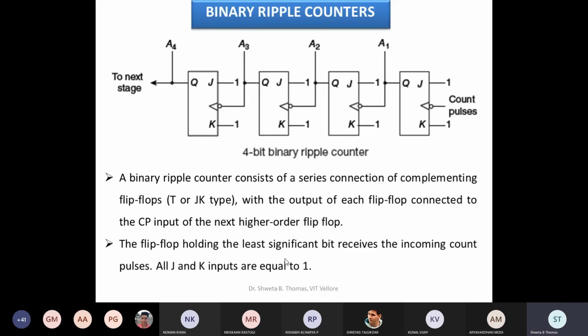So for this 4-bit binary ripple counter, we can take any one flip-flop, that is T flip-flop or JK flip-flop. Actually, we have to take a complementing flip-flop. So we have two complementing flip-flops, T or JK, and any one we can use. Here we are taking JK flip-flop. Whatever I have shown you, the same flip-flop you can take for your exam also. That is perfectly fine as long as it is not specified. Before proceeding to the working of the counter, let us discuss the working of JK flip-flop.